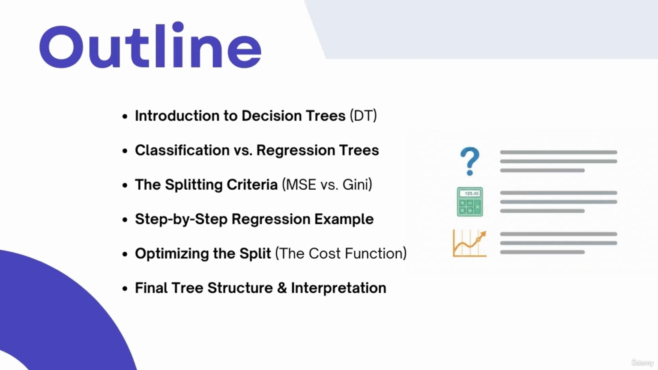Here is our roadmap for this session. First, we will understand the anatomy of a decision tree, exploring the root, decision, and leaf nodes. Second, we will distinguish between trees for classification, which predict categories, and regression, which predict numbers. Third, we will master the math of the splitting criteria. We will dive deep into the sum of squared residuals calculation, which is the engine of the algorithm. Fourth, we will walk through a calculation step by step, comparing different split points to find the optimal threshold.